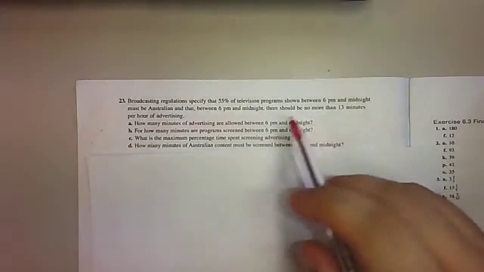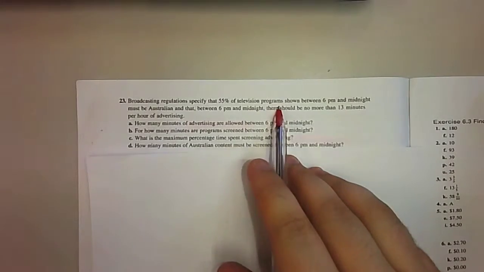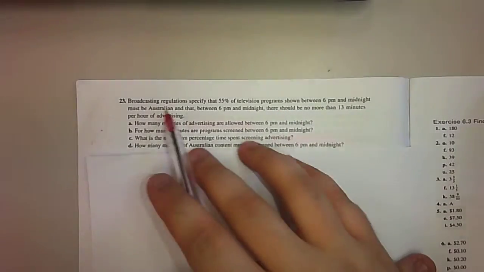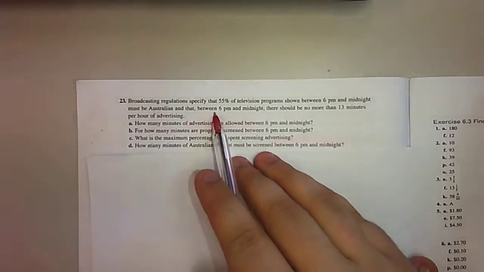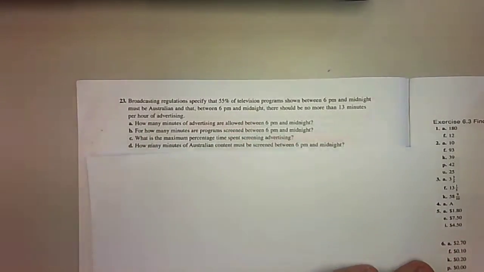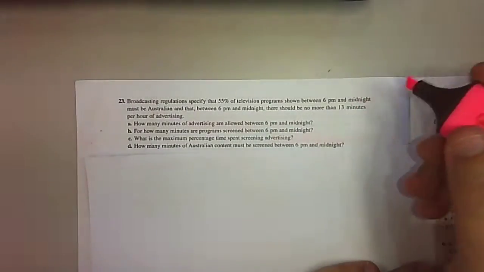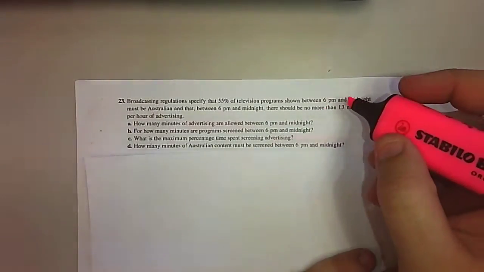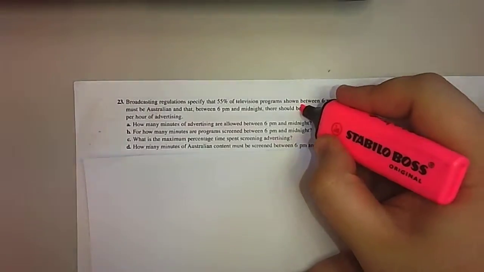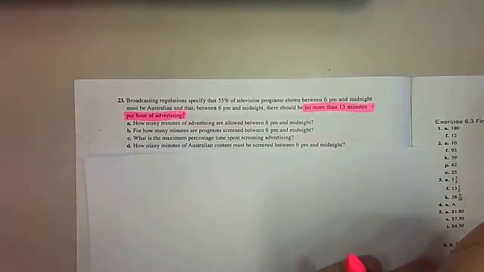Right. Broadcasting regulations specify that 55% of TV programs shown between 6 p.m. and midnight must be Australian, and that between 6 p.m. and midnight, there should be no more than 13 minutes per hour of advertising. Okay? So, let's start by, this is important, no more than 13 minutes per hour of advertising.